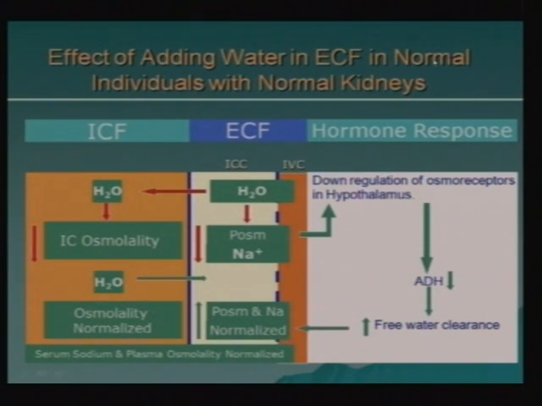Now what happens if you add water to the extracellular fluid volume? You add water here, and immediately an equal amount of water moves to the intracellular compartment also in order to equalize the osmolality, and the sodium concentration goes down temporarily here. There is down regulation of the osmotic receptor in the hypothalamus. As a result, there is suppression of ADH, and there is increased free water clearance. Once you are suppressing ADH, the person is going to pass more dilute urine. So you are getting rid of water, and the kidney will be able to restore osmolality. So far they are normal, they have got the capacity to do that.